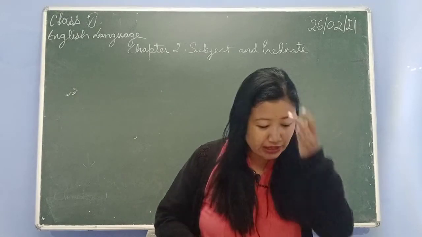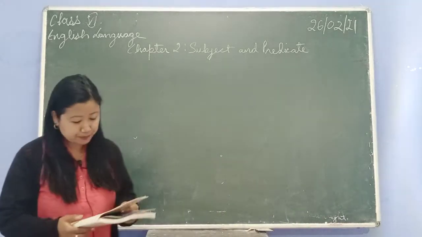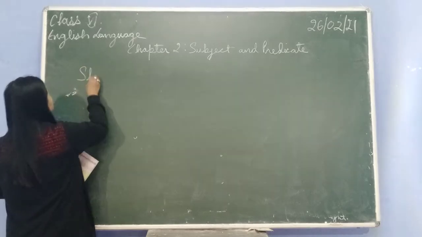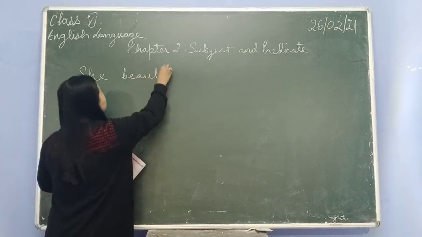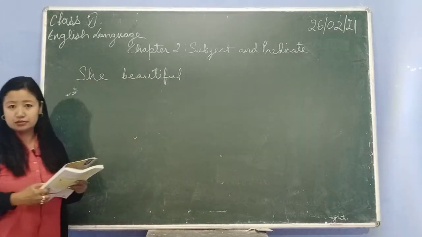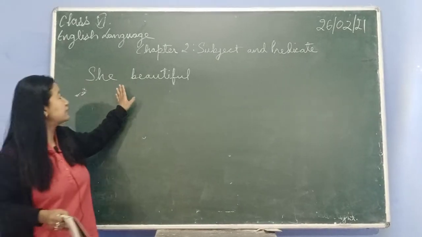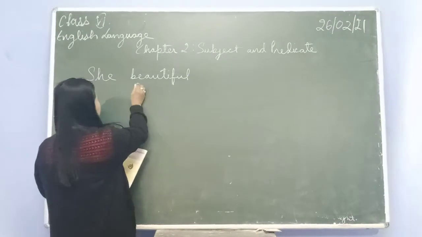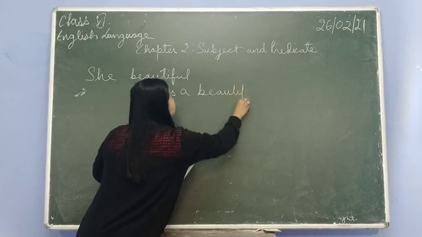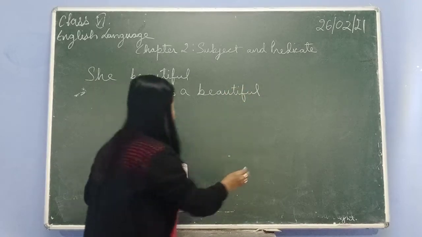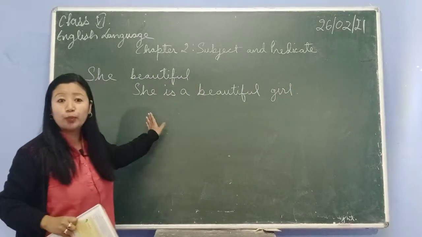So last week I was doing sentences, right? I hope you remember that. I'll just write this. These are two words. Now, do you understand anything by it? No, right? So if I write, she is a beautiful girl, then this becomes a proper sentence.